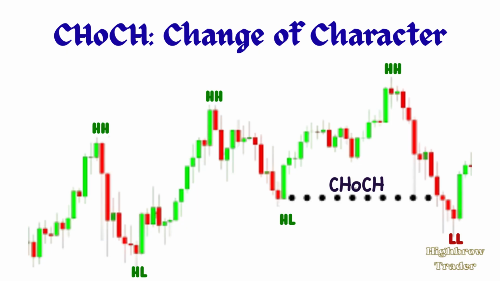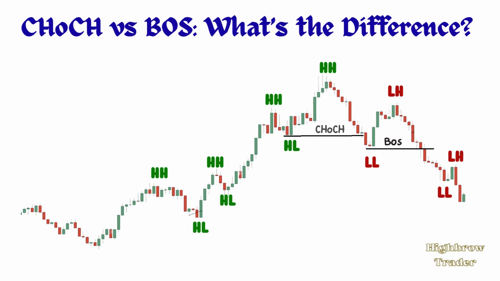Observe the chart on screen. Notice how the character shifts before the major structure break confirms the new trend. CHoCH breaks the internal structure. It gives you an early signal. BoS breaks the external structure. It confirms the trend has truly shifted.